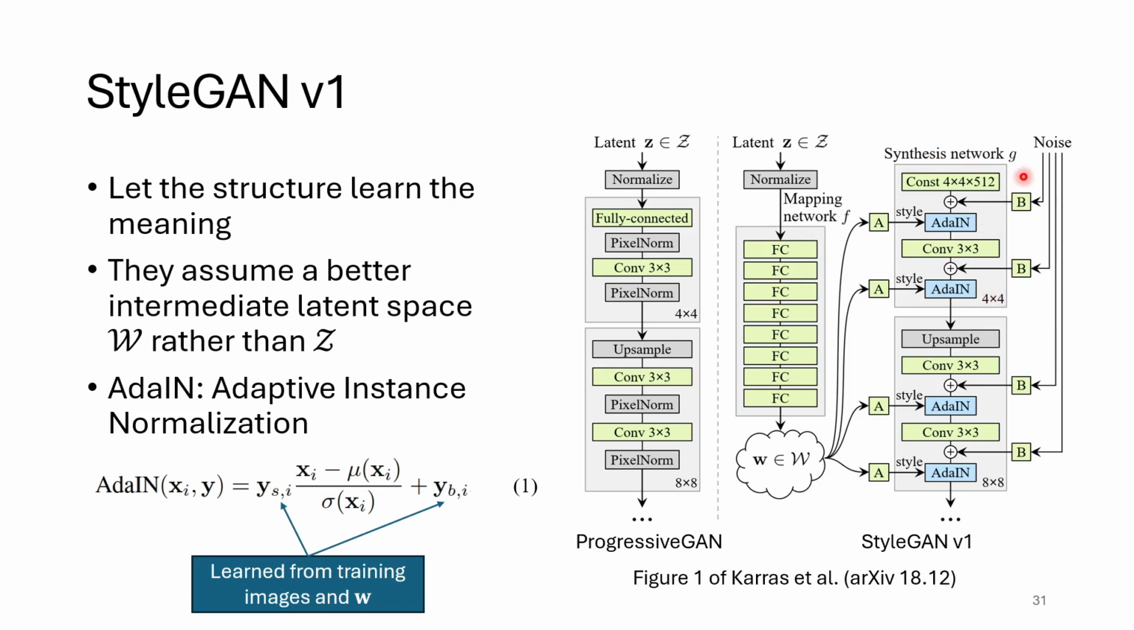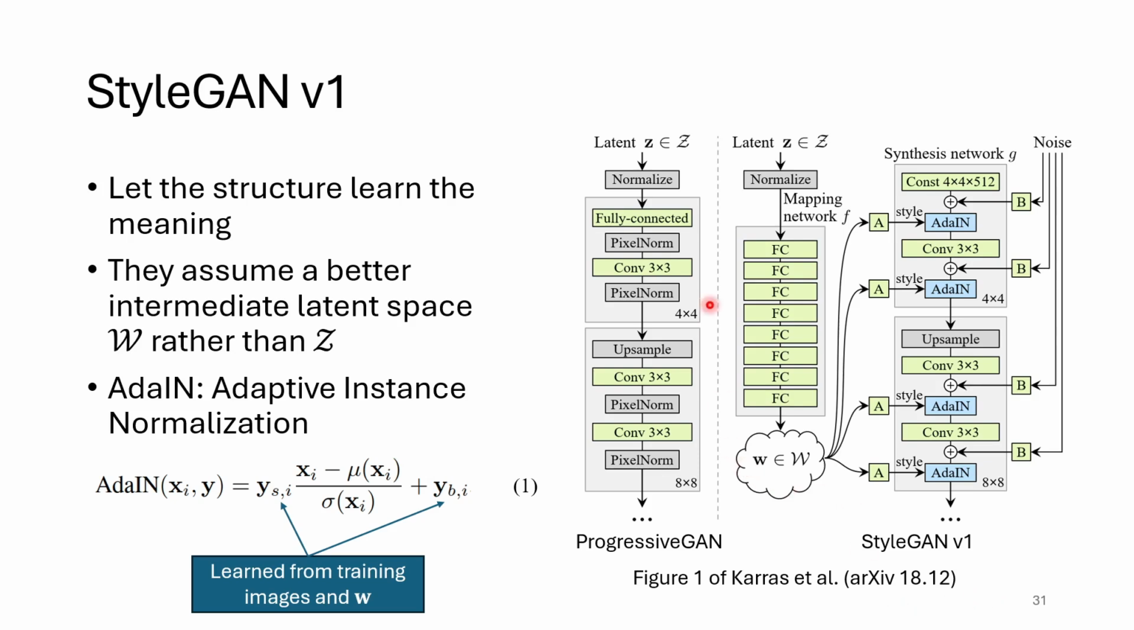So here you can see this is still 4 by 4, this is progressive GAN. The layers are 4 by 4, 8 by 8, and 16 by 16. They use the same approach to train the network. So what is the novelty?